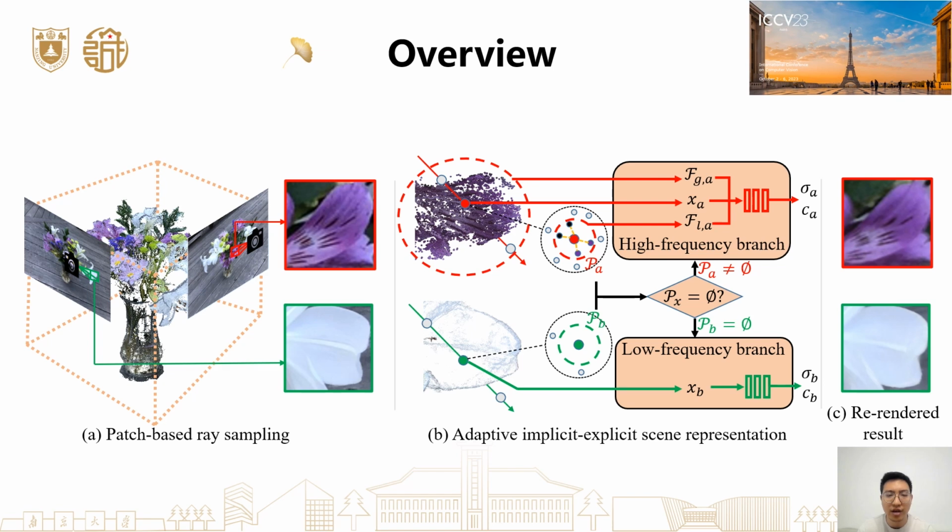Specifically, for an input image, we perform patch-based sampling and gather point clouds within the region. For each sample, if it lies in a region without a point cloud, we consider this sample to be located in a low-frequency region and use the low-frequency branch for prediction. Otherwise, we consider the sample to be in a high-frequency region and we predict scene properties using both the sample's information and the point cloud features.